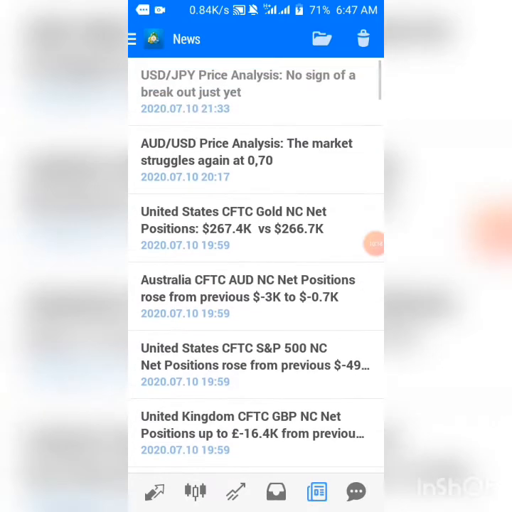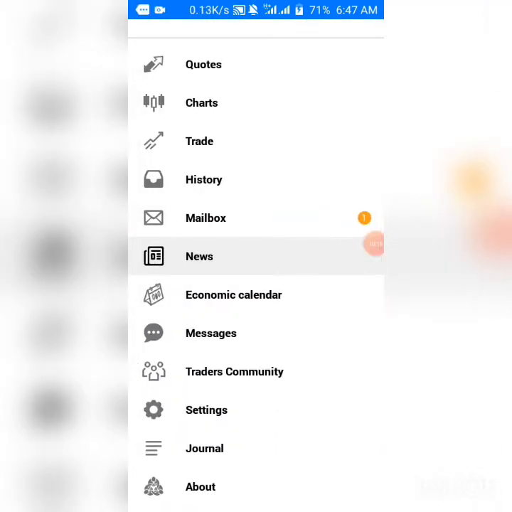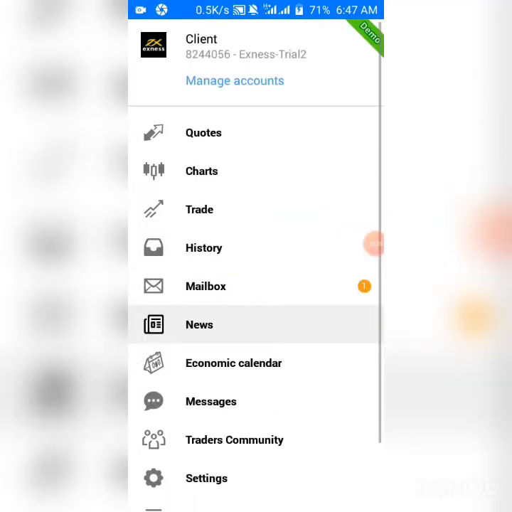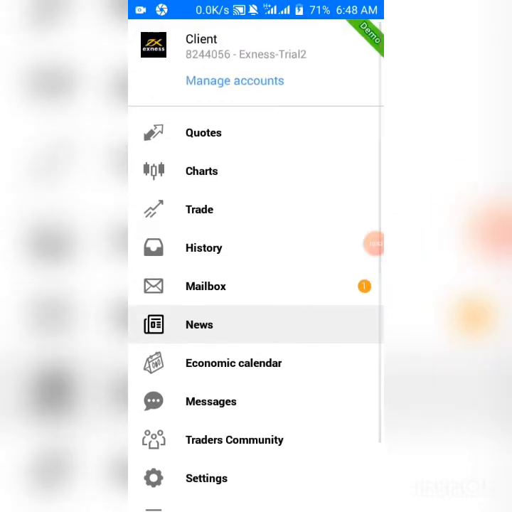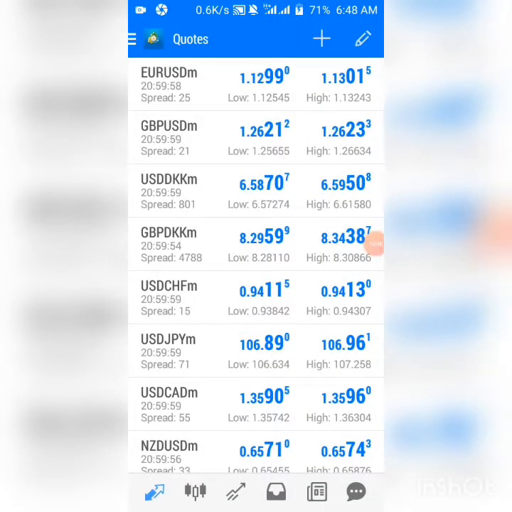Okay. Now the next section is the economic calendar, messages, traders community, settings, journal, and then about. So, let's go back to quotes. Let's go back to Euro USD.